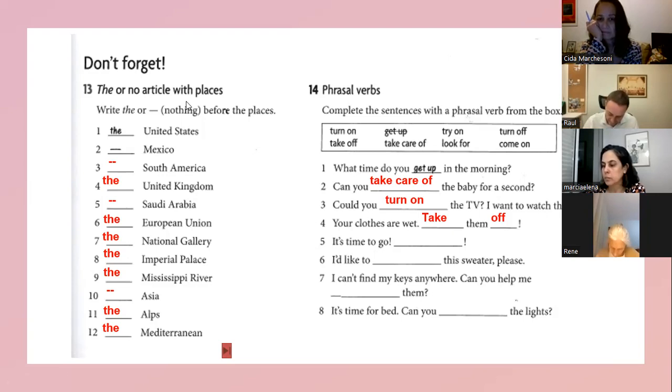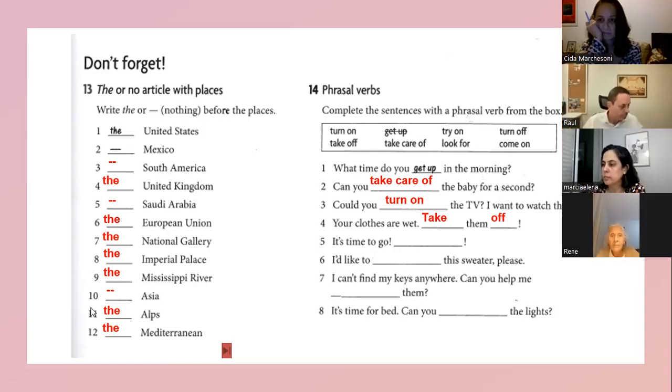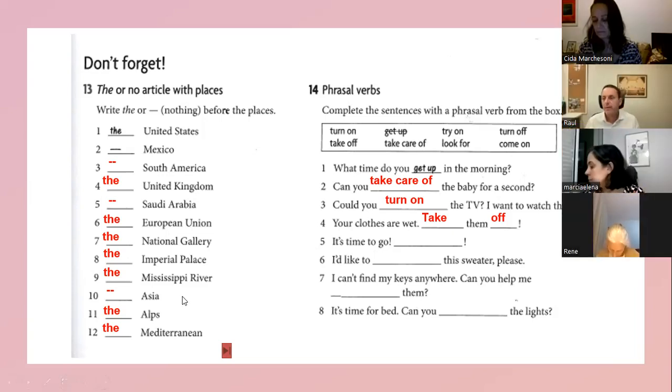Claudia, number 5. See, Claudia's not here. And Guilherme is not here either. Okay. Number 5. It's time to go. Come on. That's right. Very good.